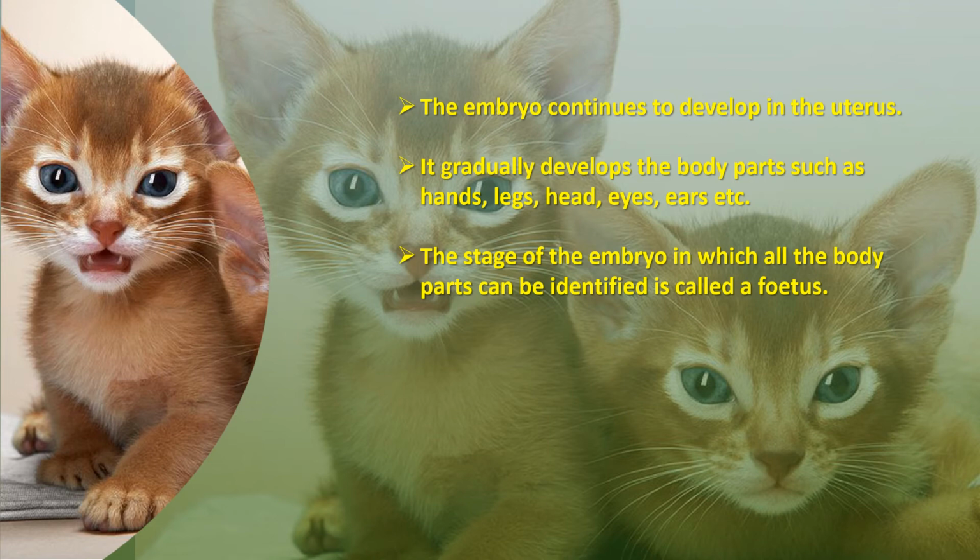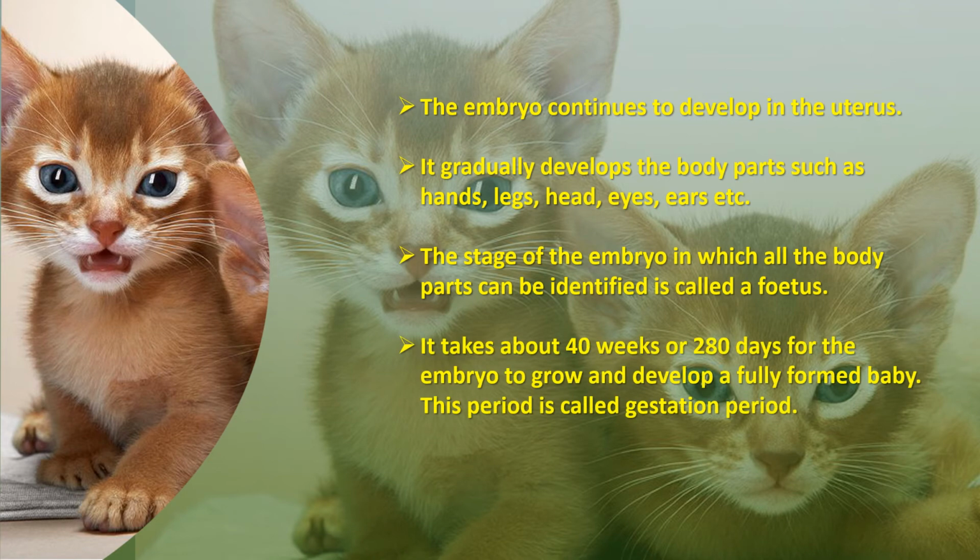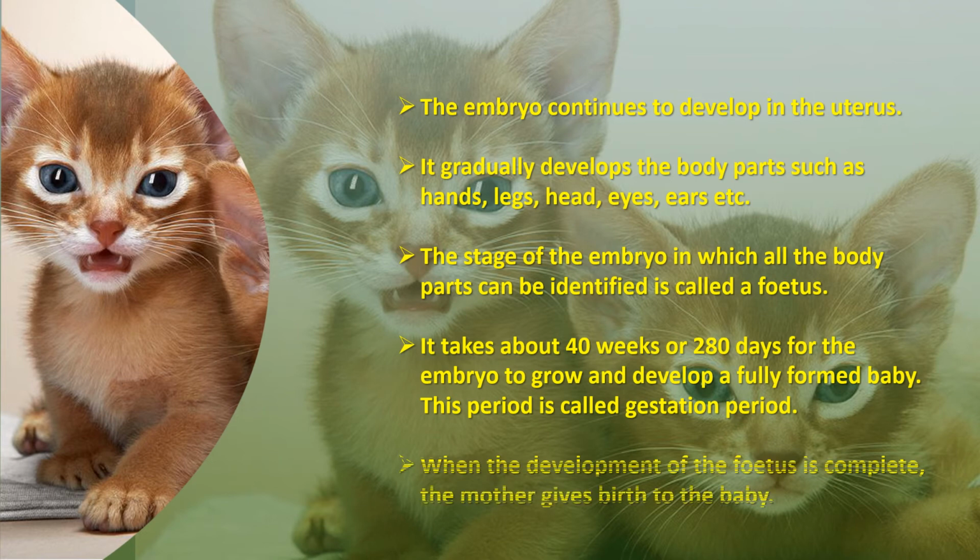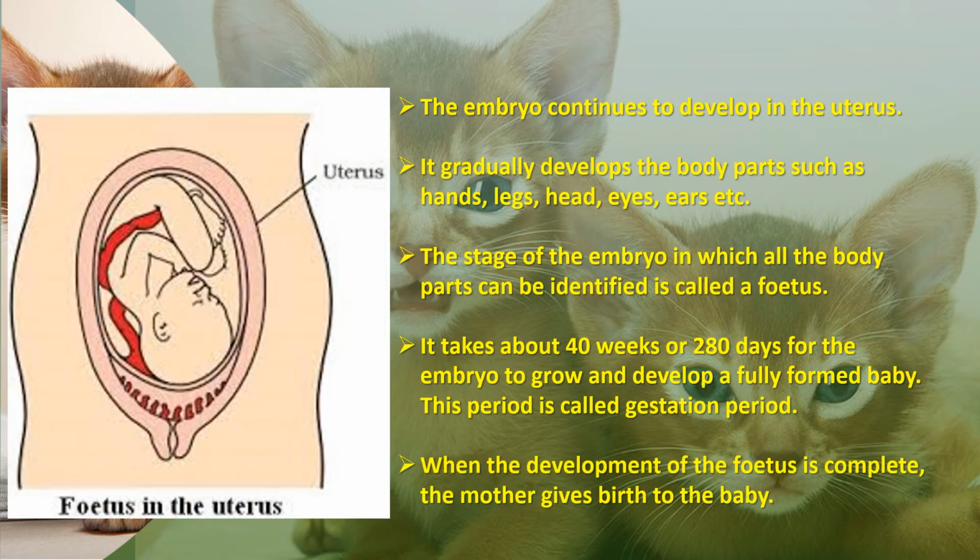It takes about 40 weeks, or about 9 months, or we can say 280 days, for the embryo to grow and develop into a fully formed baby, and this period is called the gestation period. So the gestation period of human beings is 9 months or 40 weeks or 280 days, we can say.